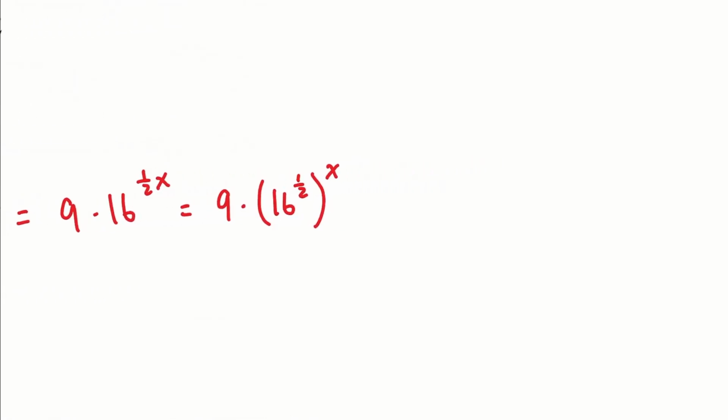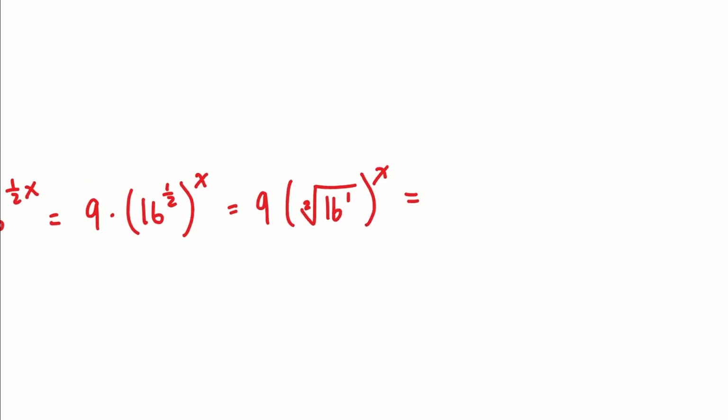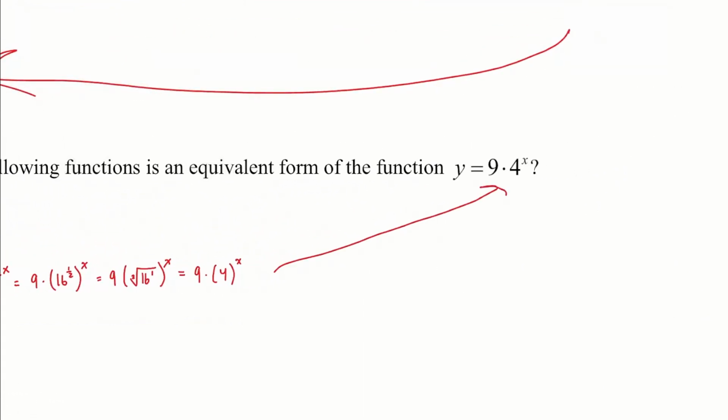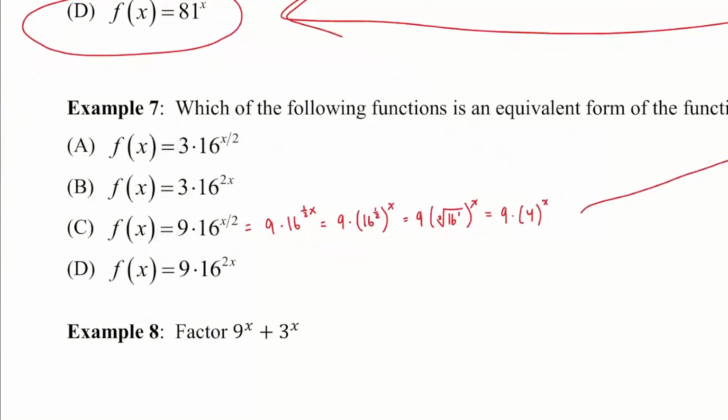And then technically, 16 to the power of 1 half is the same thing as saying the square root of 16. It's the same thing as saying the square root of 16 to the power of 1, all to the power of x. And I know what the square root of 16 is, right? That equals 4. So I'll say 9 times 4 to the power of x. And I think that is equivalent to this original statement here. All right, that is equivalent. So it seems like we got lucky when we tried out C, manipulating it to get to the same thing we had before.